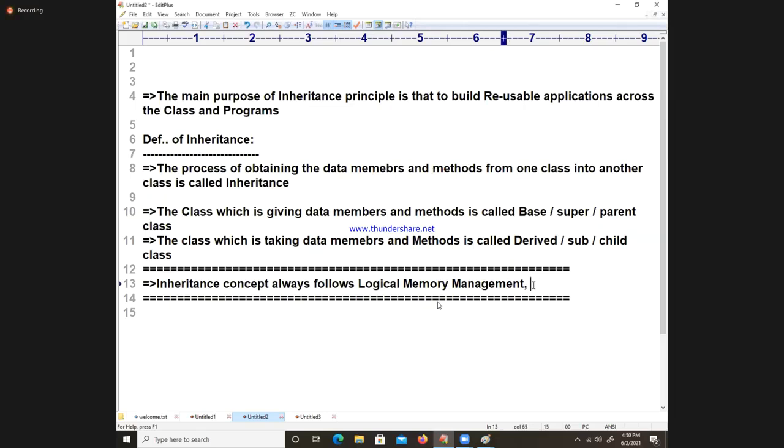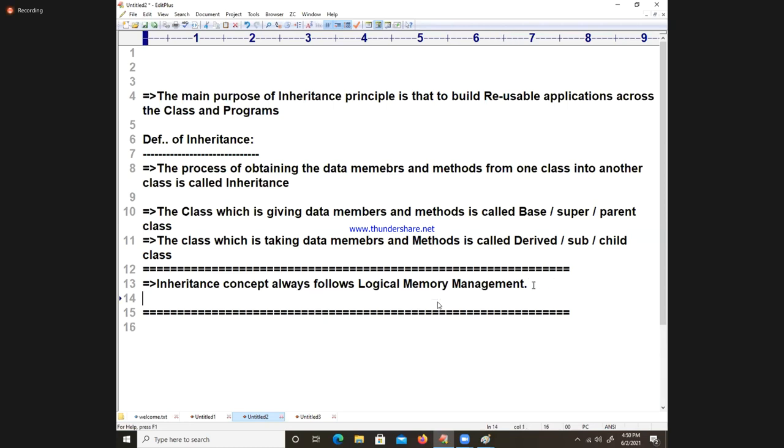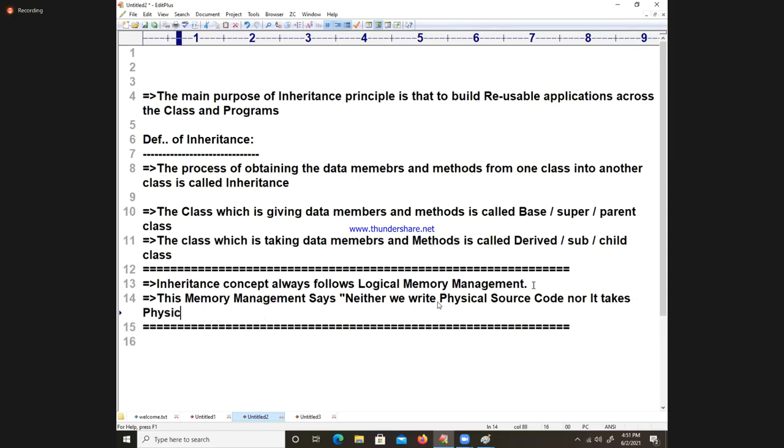This memory management says, in double quotes I will write, neither we write physical source code, we don't write any physical source code, nor does it take physical memory space.